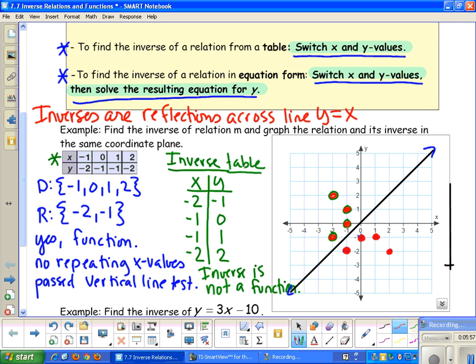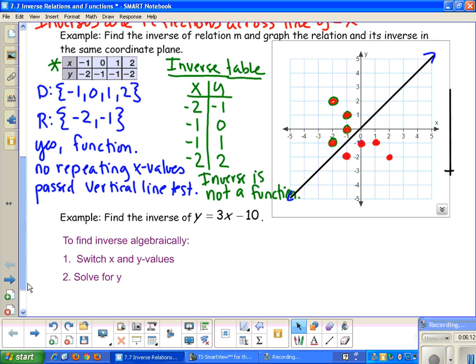So that's another way that I can tell that my graph is a reflection across the line y equals x, which tells me that they're inverses of each other. So that's how you find the inverse from a table. Again, switch the x and y values, and then you can plot them.